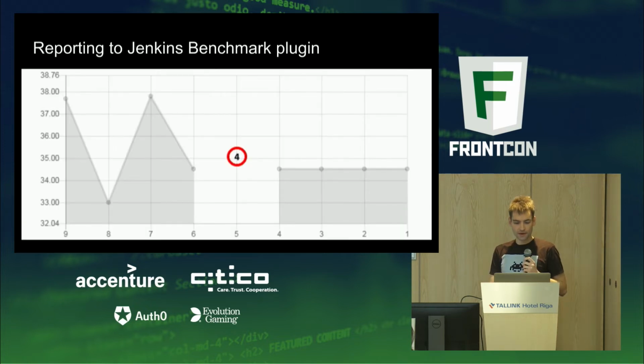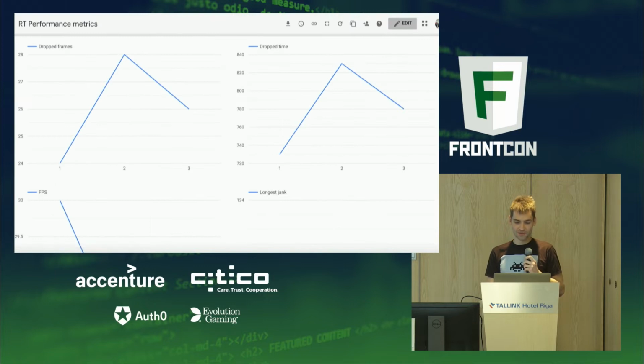So then we started to report to the Jenkins benchmark plugin, which was cool because we don't need additional infrastructure for reporting. But then we found that our CI/CD people would like to get rid of Jenkins plugins as much as possible. Now we are refactoring to Google Data Studio. Actually it works. We are in the process of doing that.